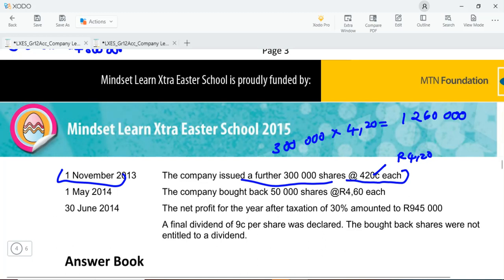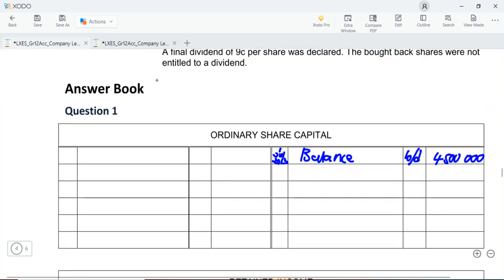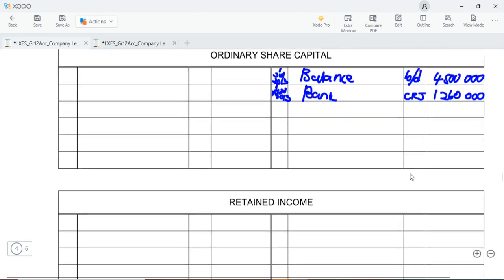And then this money, we will receive it in the bank account of the business. So meaning that the bank account will be debited and then the ordinary share capital account will be credited. So let's do that. Here on the 1st of November 2013, we would have bank here, and then the other folio would have the CRJ, and the money received is 1,260,000. And then you are done with this. You need to then check if there's any repurchase that was done.